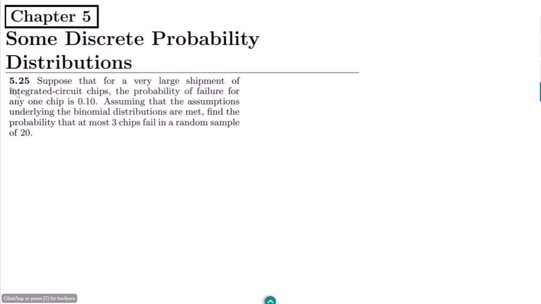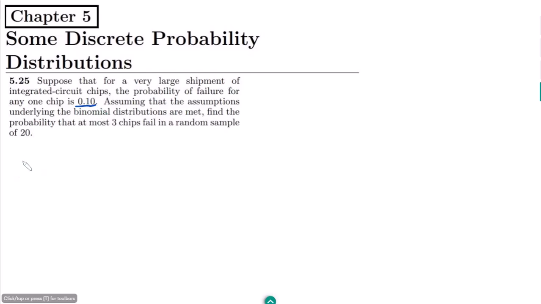Hello guys, this is question 5.25 of chapter 5, and the statement of this question is: suppose that for a very large shipment of integrated circuit chips, the probability of failure for any one chip is 0.10.